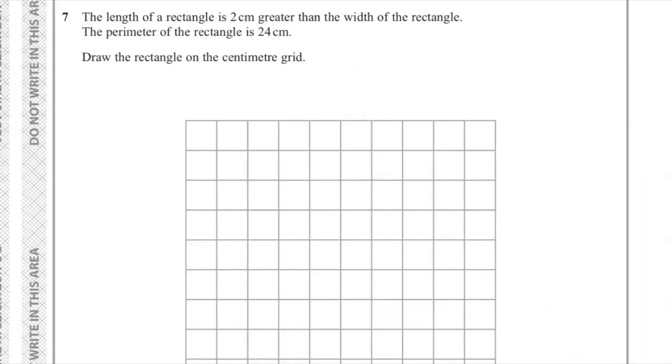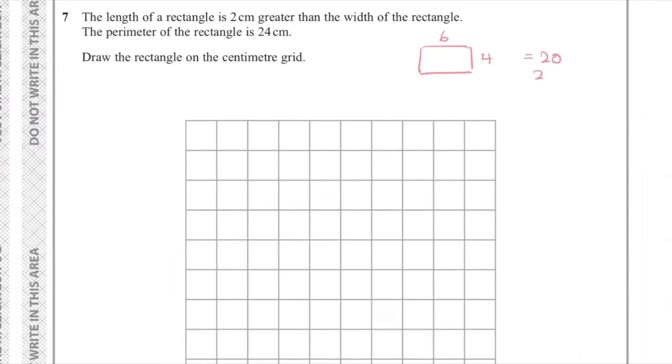Okay, so the length of a rectangle is 2 centimeters greater than the width. So we've got a rectangle. And if the width was, let's say, 4, this would have to be 6 because it must be 2 more. And what I'm doing right now is really the way to approach this problem. You're going to try something and see if it works. And if it doesn't give you what you want, you're going to try something else. So the perimeter of this particular one would be 20.